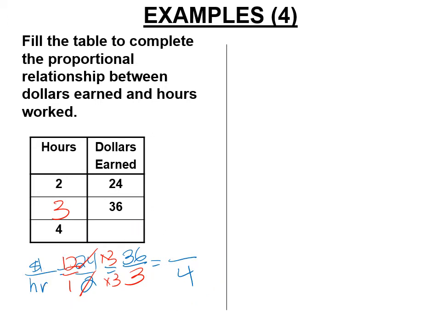Now we're going to still have to do the same thing. 12/1, we've simplified that, equals blank over 4, right? Well, 12 times 4 is 48, right? And so that is now, we've forced that to be a proportional relationship of dollars earned to hours worked in our table.